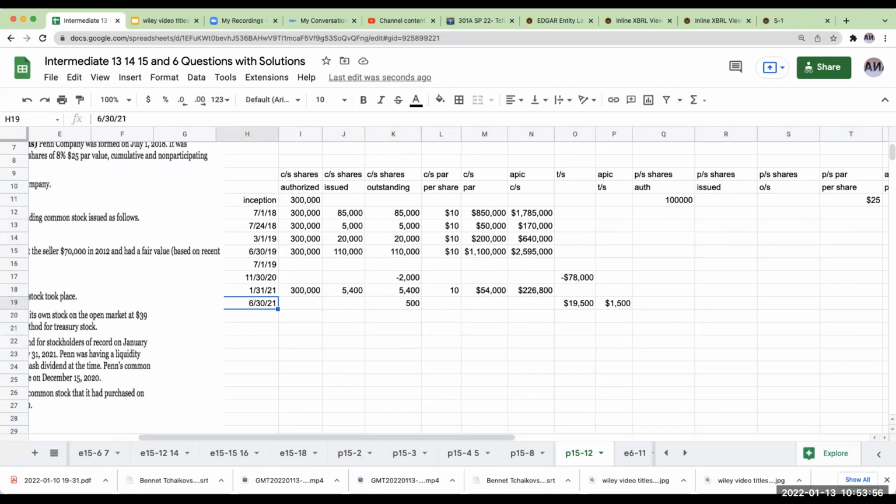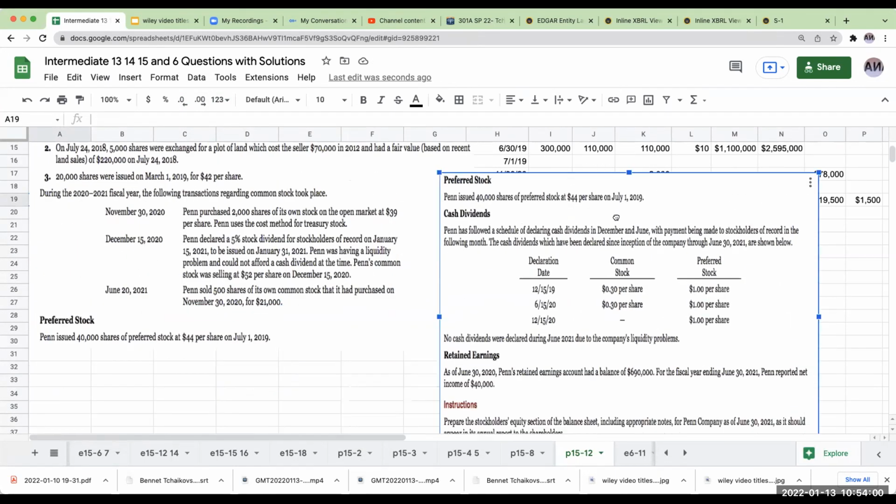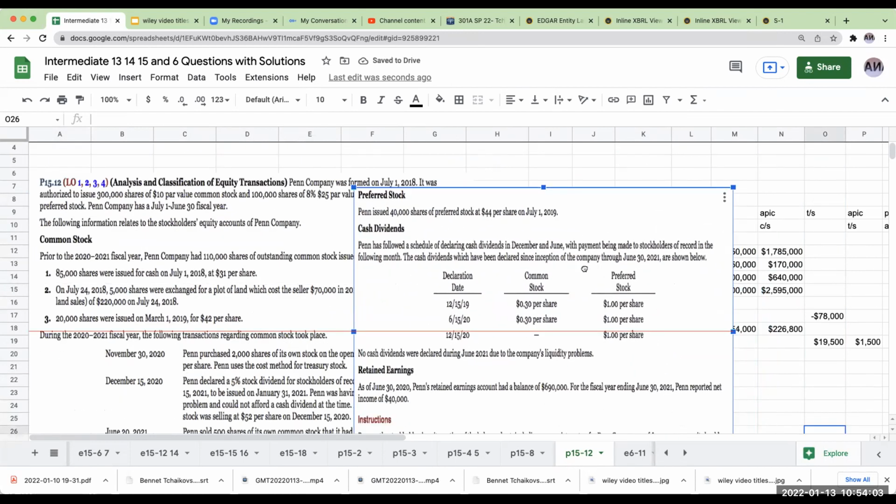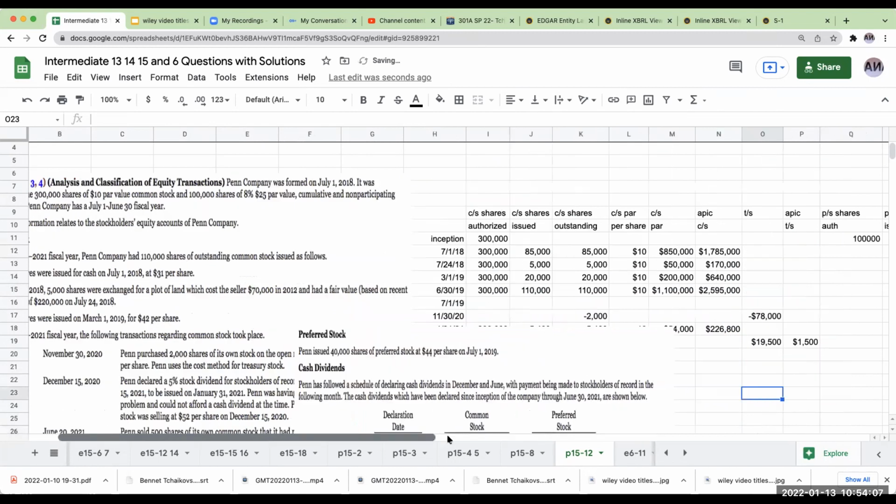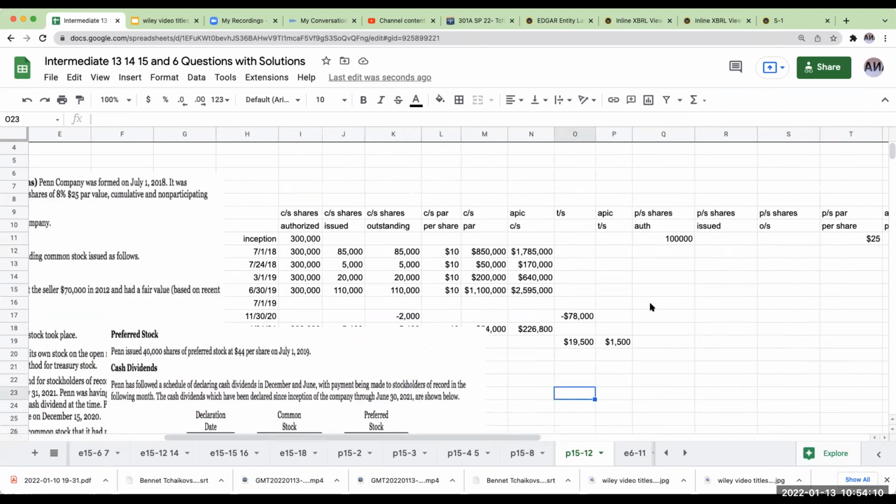On July 1st, 2019, I issued 40,000 shares of preferred stock for $44 per share. So the way I would do this is I would say, okay, I'm getting cash. The cash I'm receiving is 40,000 at 44. I'm going to have preferred stock at par. My preferred stock at par is going to be 40,000 times 25, or $1 million. The difference goes to additional paid-in capital preferred stock, or 760,000.